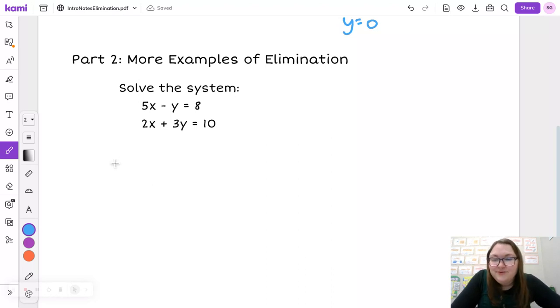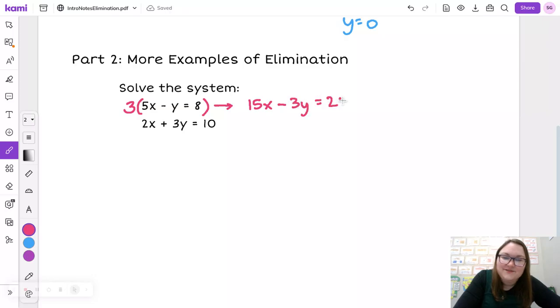We learned one thing you can do to make an equivalent equation is to take an equation and multiply it. So for example, I could take this first equation and multiply it by a number to help me eliminate something. Now what number could I use? Well, I'm looking at those y's right there. If I wanted y to cancel, right now I've got a positive 3, I would need a negative 3 in front of that. And so I could multiply this entire equation by 3 to make an equivalent equation. That would give me 15x minus 3y equals 24.